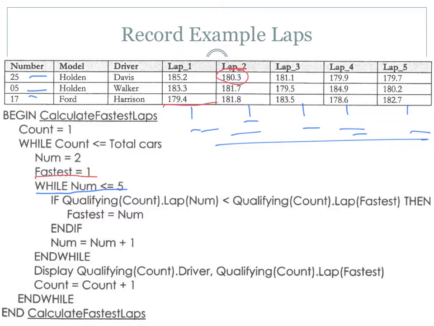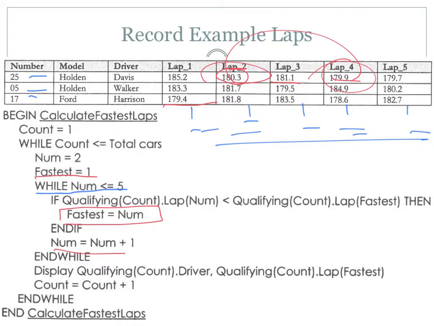Then on the next iteration, I'm going to set num to num plus 1. So the next time, it's going to compare lap 3 and ask, is lap 3 faster than lap 2? No. If it were, it would reset the number; if not, it's going to continue on in the loop. When it comes to lap 4 for the Holden driver, it's going to see that 179.9 is faster, and so it's going to reset the fastest to lap 4, and so on and so forth.